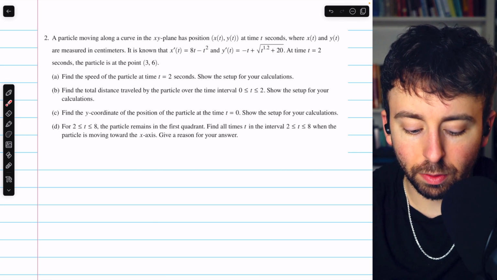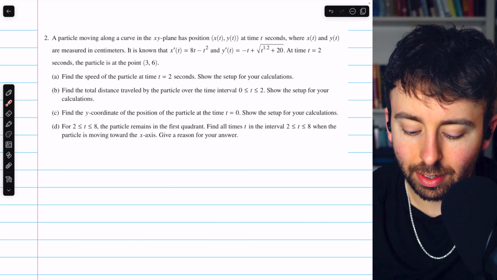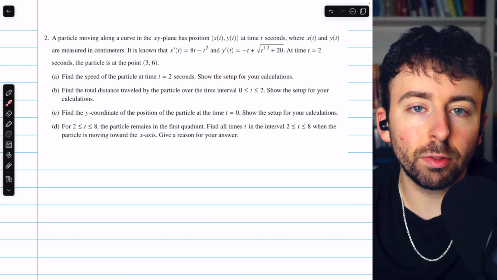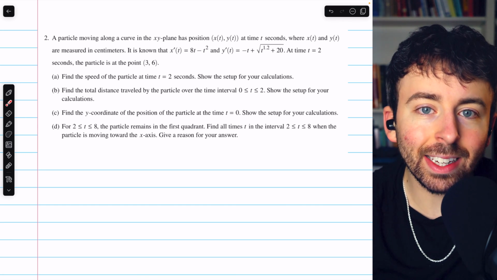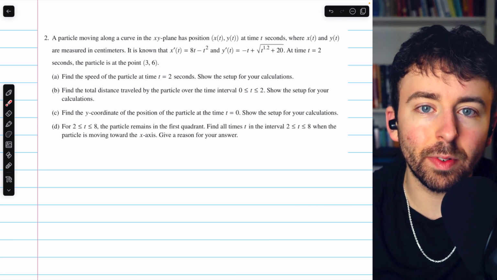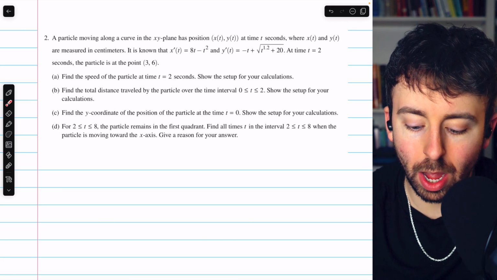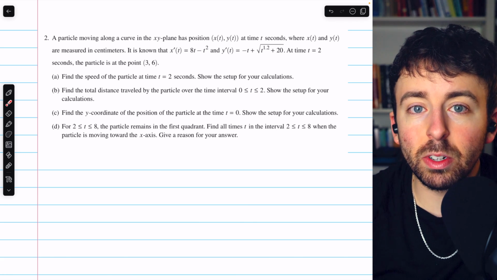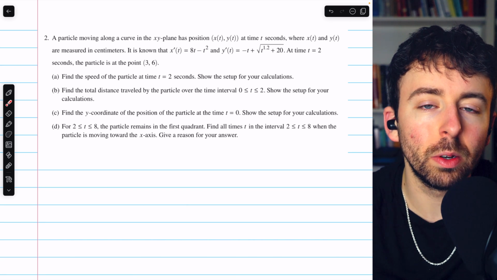Part A says find the speed of the particle at time t equals 2 seconds and show the setup for your calculations. To find the speed of the particle, we're going to have to calculate the magnitude of the velocity vector. The velocity vector is just made up of x prime and y prime, as its x and y components, so to speak. And then we just have to square those, add them together, and take a square root. That's the magnitude, which is the speed.